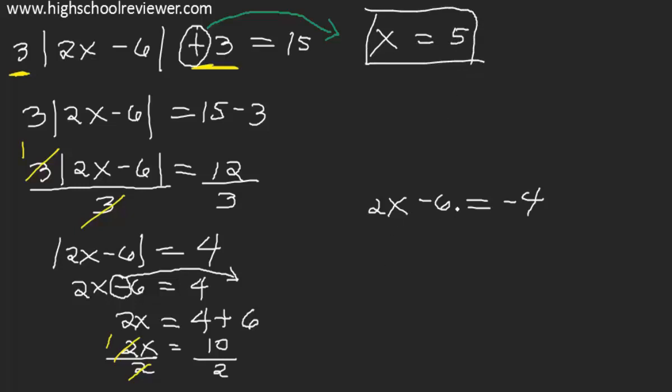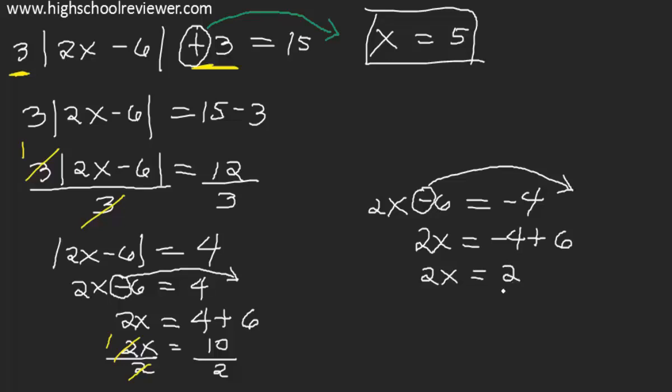So 2x minus 6 is equal to negative 4. Transpose that to the other side. So we have here 2x is equal to negative 4. If we transpose negative to the other side, that will become positive. So this will become positive 6. So 2x is equal to negative 4 plus 6, that is positive 2.